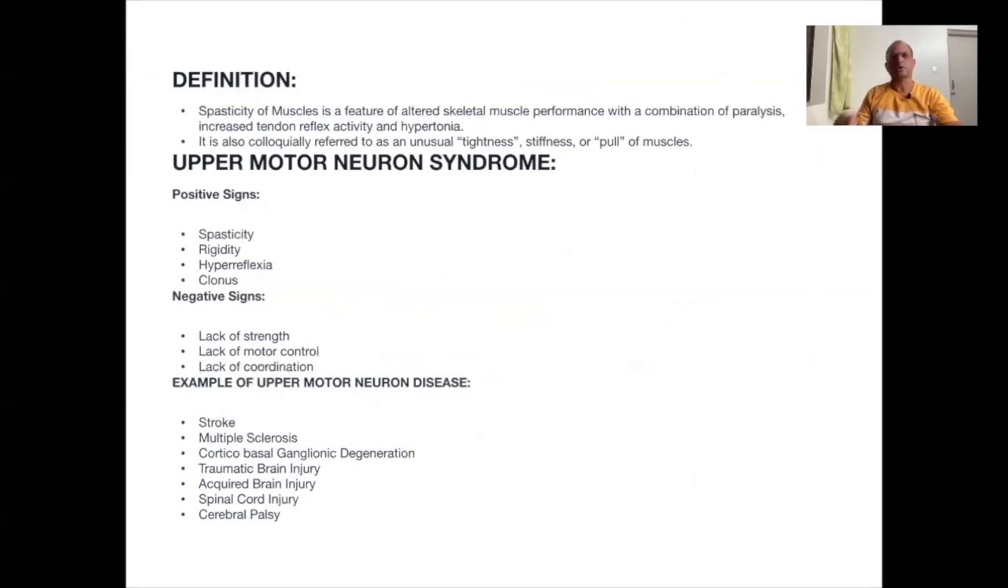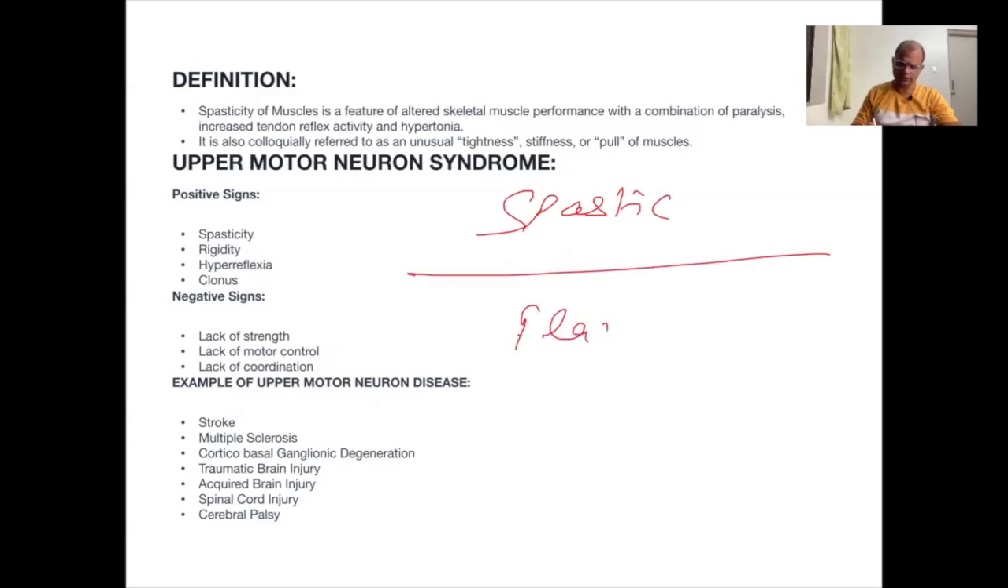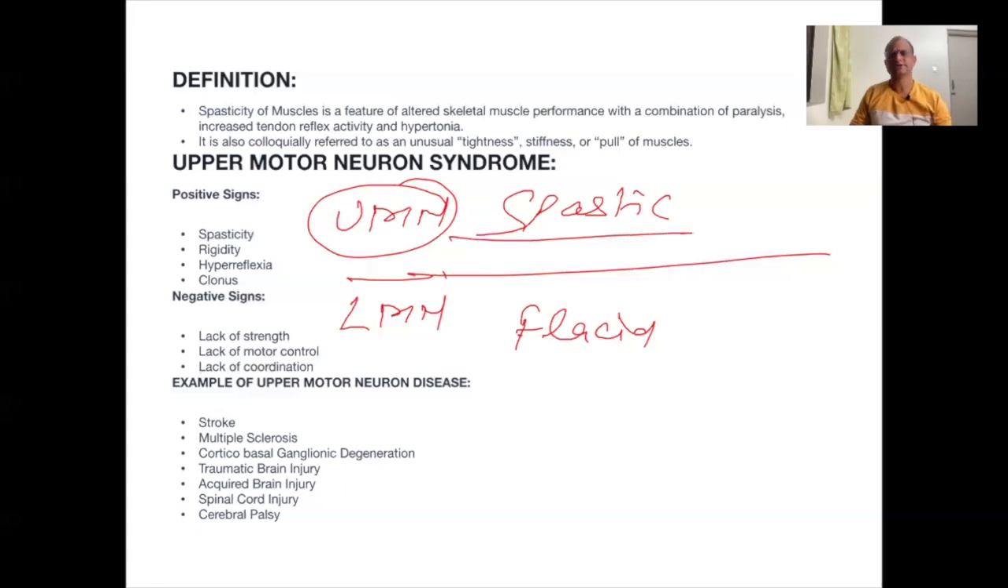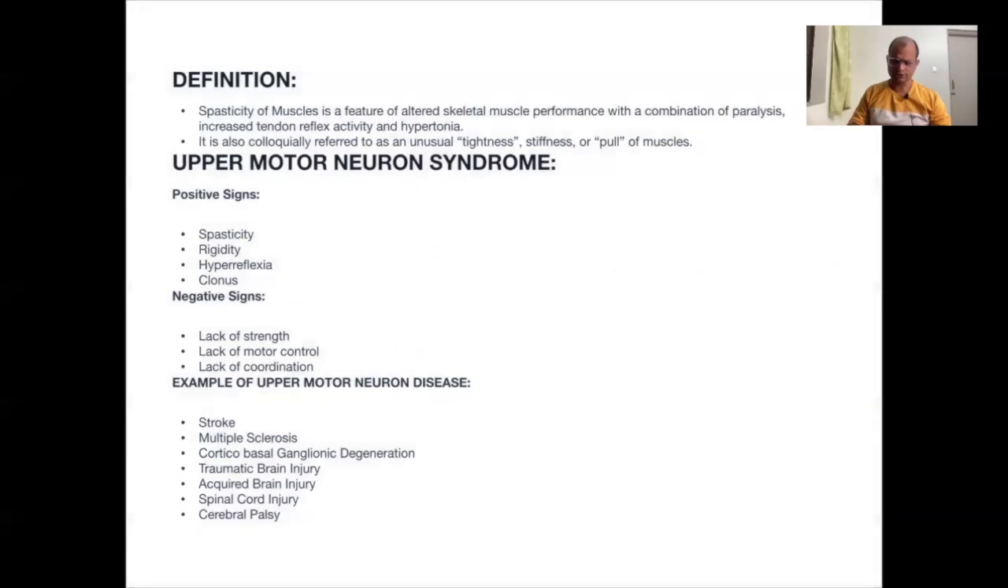So what is the cause? Why is the person getting spastic condition and why is the person getting flaccid condition? This is due to the upper motor neuron, and this is due to the lower motor neuron. Simple condition. Upper motor neuron is responsible for spastic condition. Lower motor neuron is responsible for flaccid condition. So this is the brain and this is the spinal cord.